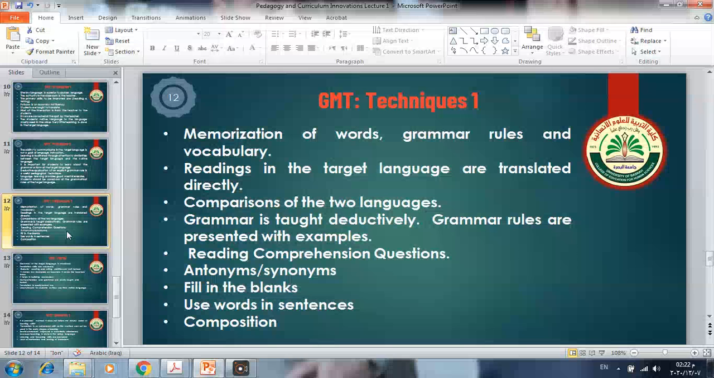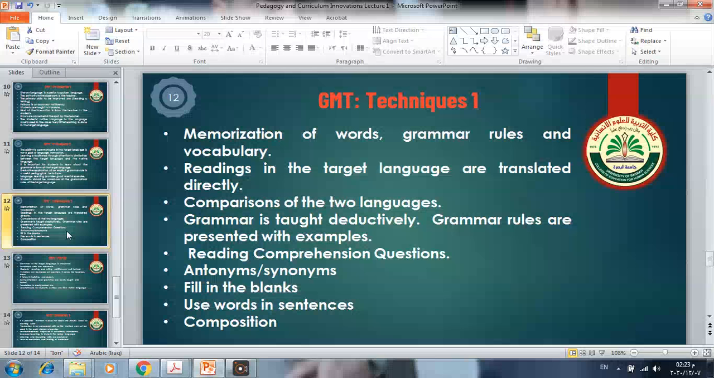Antonyms and synonyms. Of course, the students are given lists of antonyms and synonyms, the words with similar meaning and opposite meaning. So they believe in this way, when they memorize these lists of synonyms and antonyms, they will increase their linguistic repertoire. What other techniques? We have the fill in the blanks.